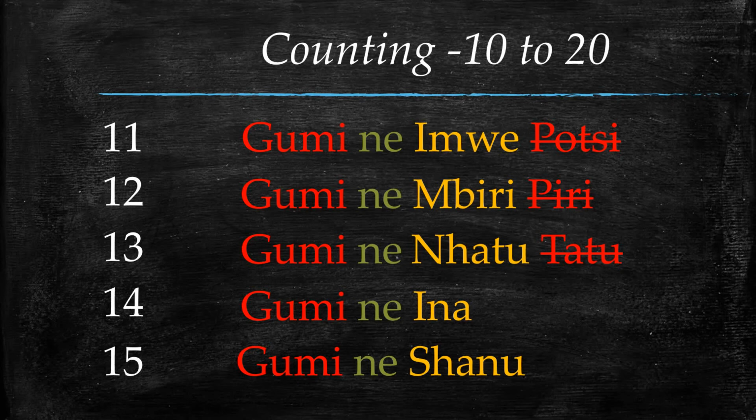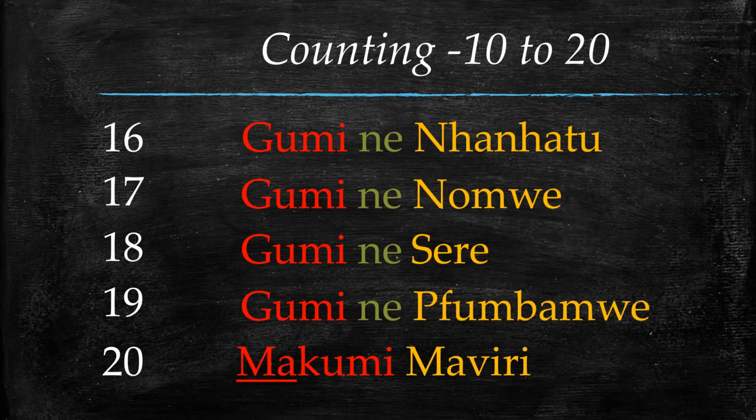gumi ne imwe. 12 is gumi ne mbiri, gumi ne mbiri. 13 is gumi ne natu, gumi ne natu. 14 is gumi ne ina, gumi ne ina. 15 is gumi ne shanu, gumi ne shanu.